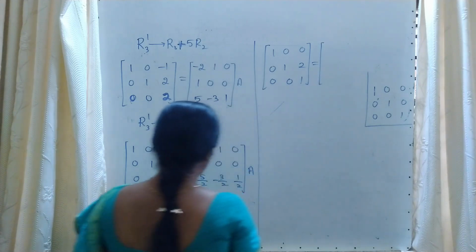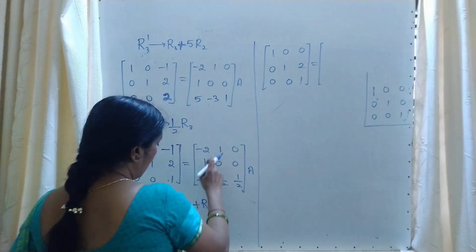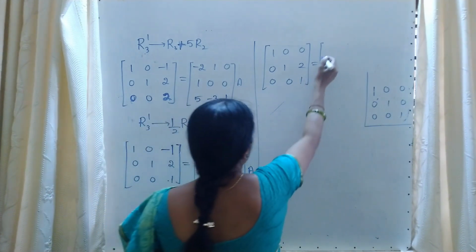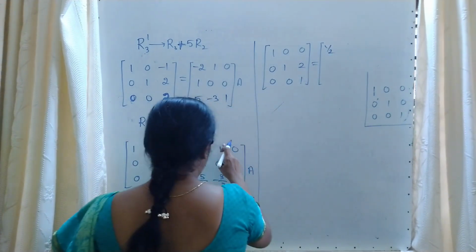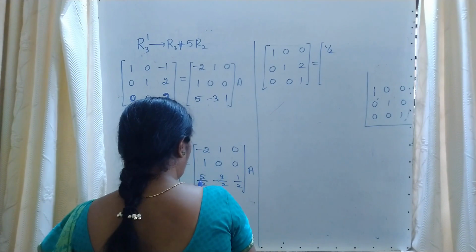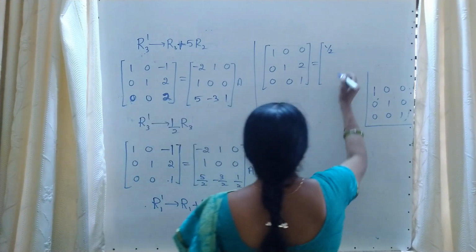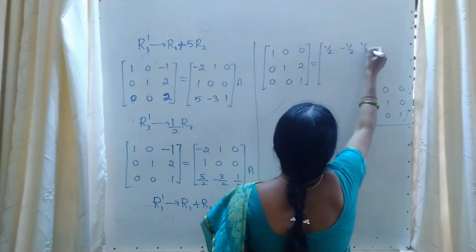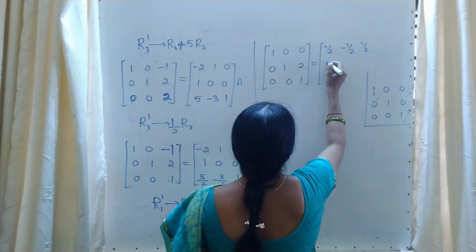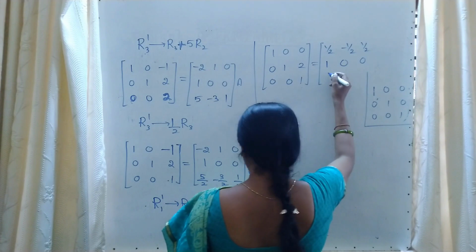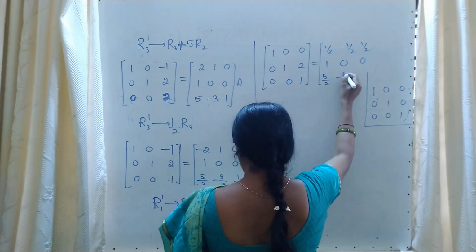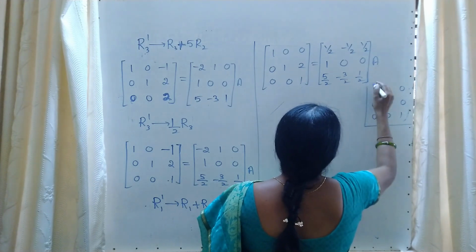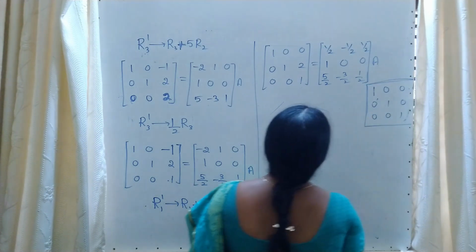The same thing will happen on the right side. Minus 2 plus 5 by 2. Minus 2 plus 5 by 2 is 1 by 2. Then 1 minus, plus into minus is minus, 1 minus 3 by 2 is minus 1 by 2. Then 0 plus 1 by 2 is 1 by 2. The remaining two rows as it is: 1, 0, 0, 5 by 2, minus 3 by 2, 1 by 2. This A as it is. Remember, this is for your reference.